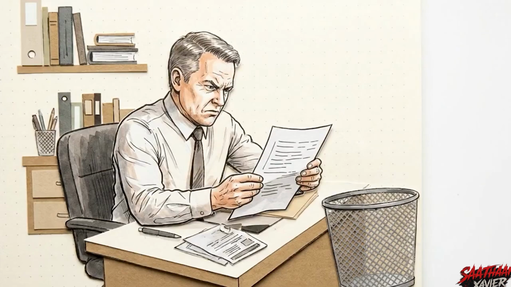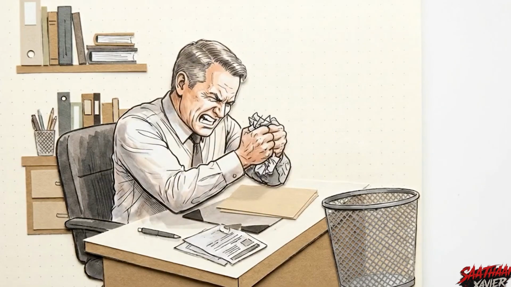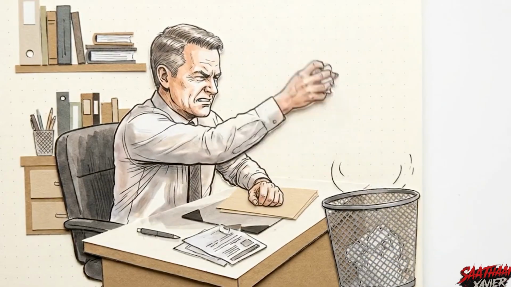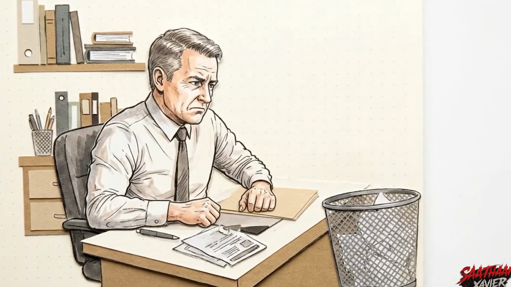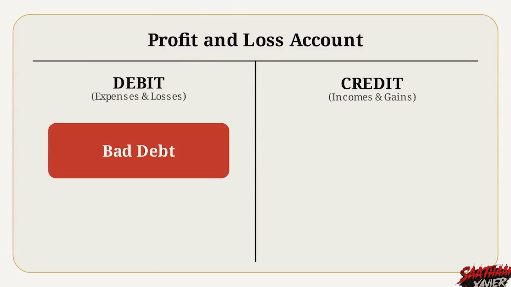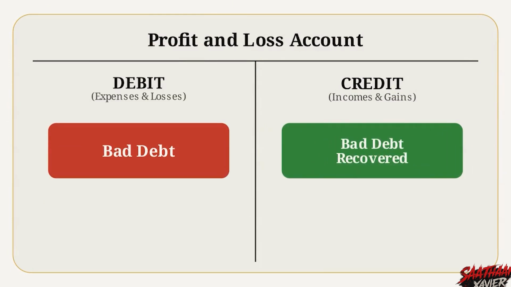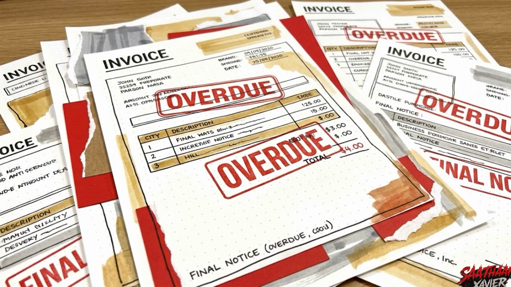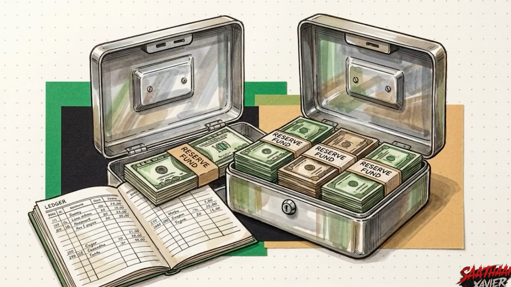We have to account for unpredictable variables. Customers don't always pay their bills. When all hope of collecting is lost, it becomes a bad debt, a direct loss hitting the debit side. Though if a bad debt is miraculously recovered later, we record that as a gain on the credit side. We know some future losses are inevitable, even if we don't know exactly when they'll hit. Using the principle of prudence, we create provisions, a financial buffer to absorb those expected blows.